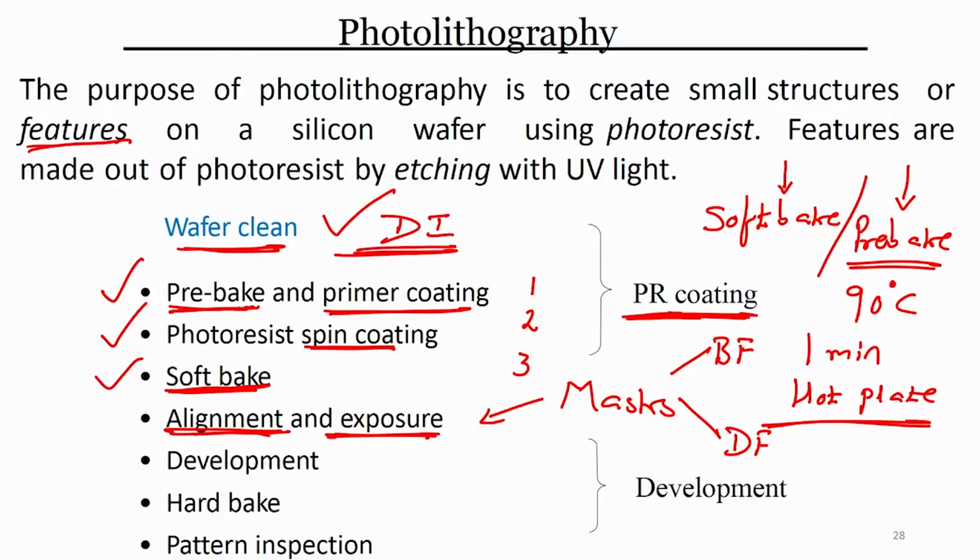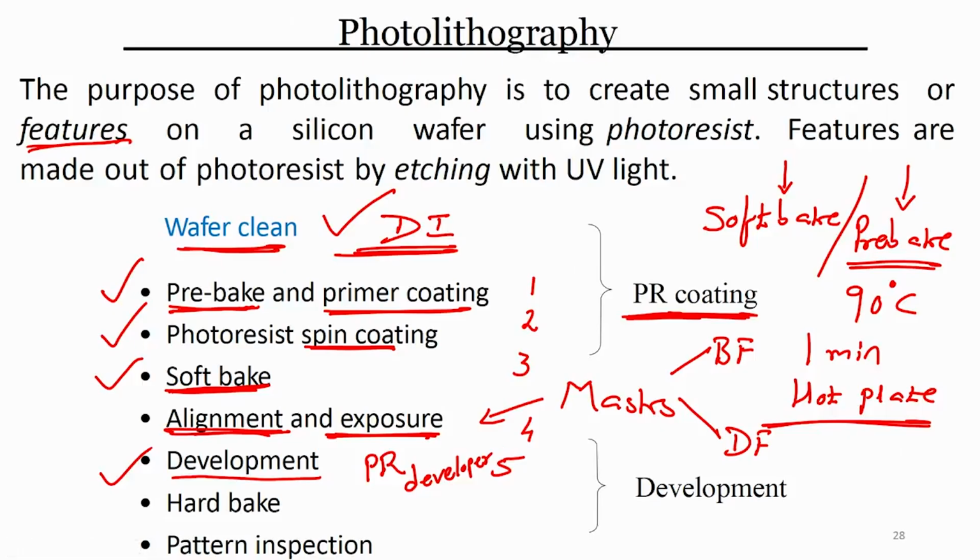All right. So, we come back to the screen, and the next step after alignment and exposure would be development. Development of what? Development of photoresist. So this is your fourth step, and the fifth step would be developing the photoresist. For developing the photoresist, you have a photoresist developer.